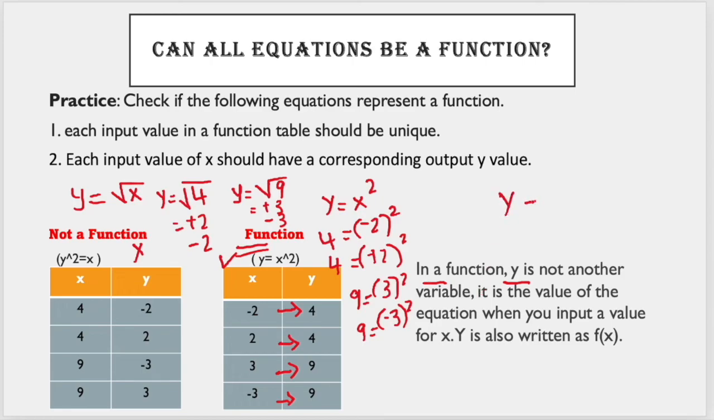So y is not a variable. It is the value of the function. Okay, so y is the value. So here we only have one variable, which is the input variable. And when you input that variable into the function, what value you get is y, or the output value, not a variable. So y is dependent on x. So what value you get for y is dependent on what value you input for x.